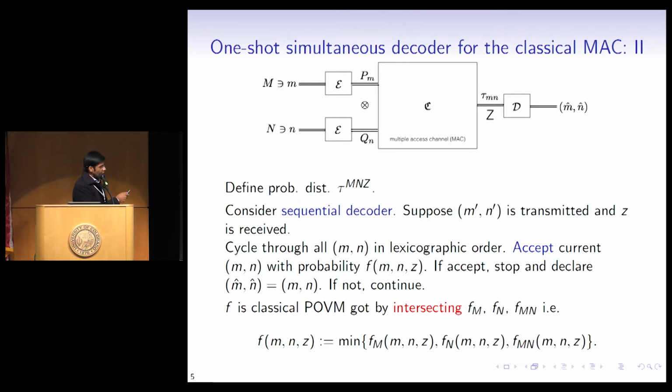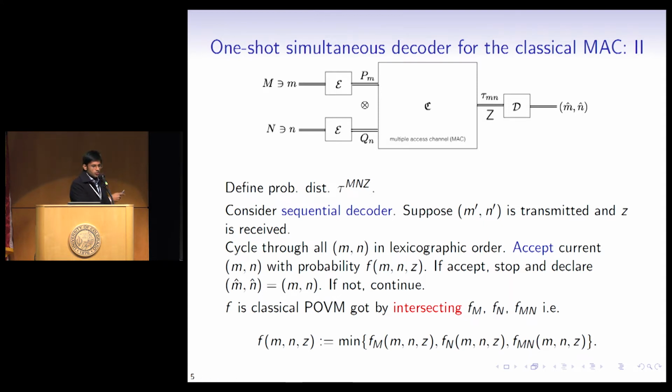Now, what is f? We had 3 candidates in the previous slide. f is the classical POVM that is obtained by intersecting the POVMs fm, fn, and fmn. In the classical case, we define this as the minimum of fm, fn, and fmn. Just to make sure what the definition is, look at a sample point m and z, and obtain the values of fm of m and z, fn of m and z, and fmn of m and z.